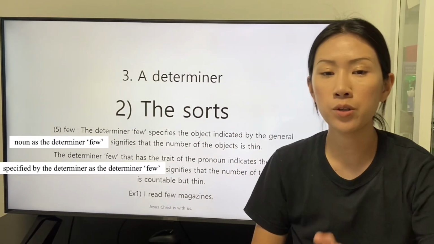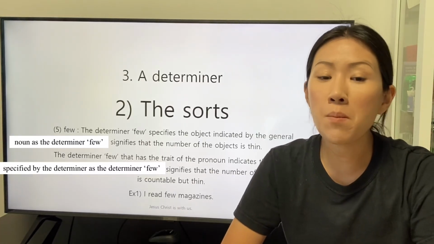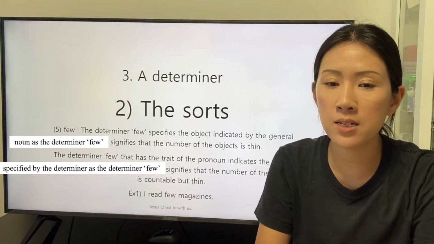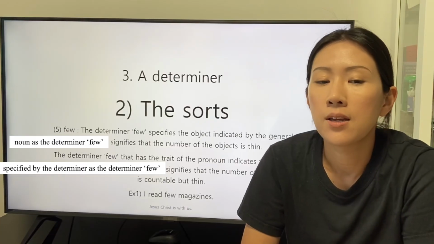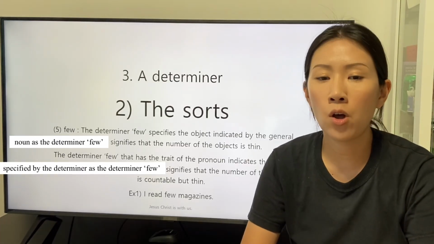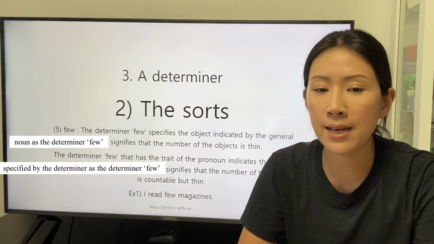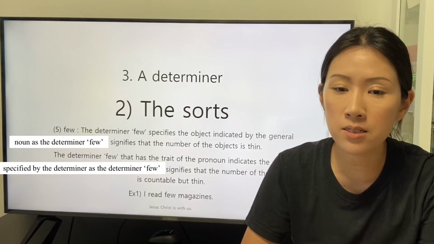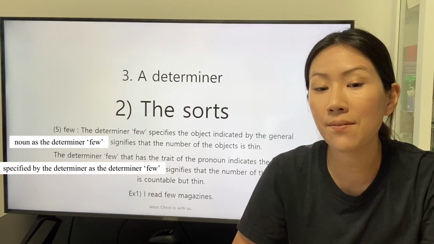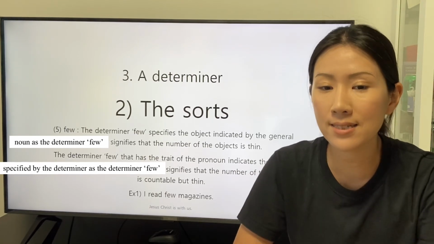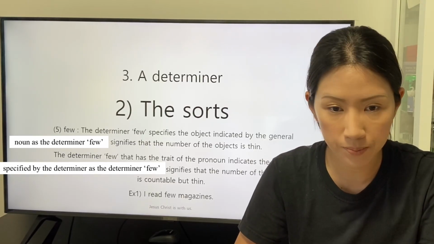The fifth sort of a determiner is the determiner few. The determiner few specifies the object indicated by the general noun. The determiner few signifies that the number of the object is thin. The determiner few that has the trait of the pronoun indicates the object specified by the determiner few. The determiner few signifies that the number of the object is countable but thin.